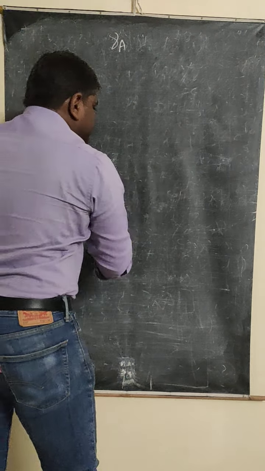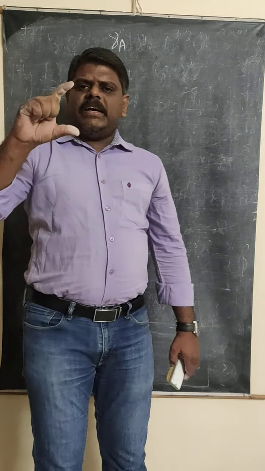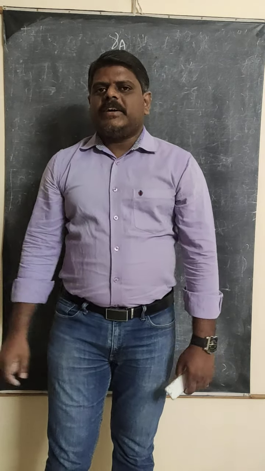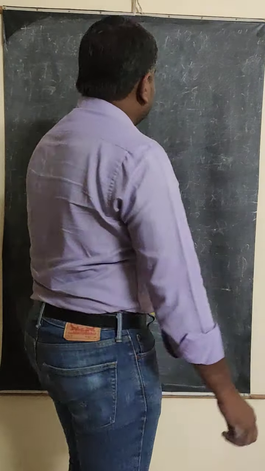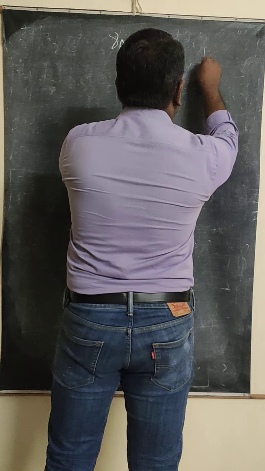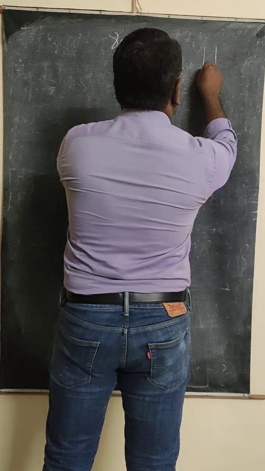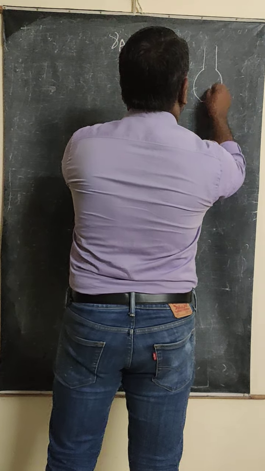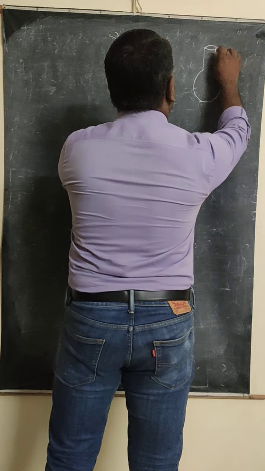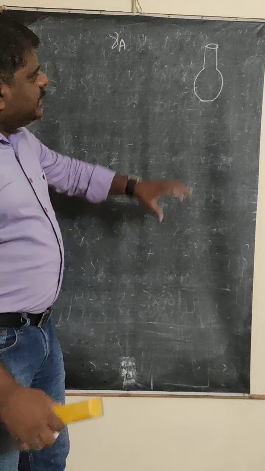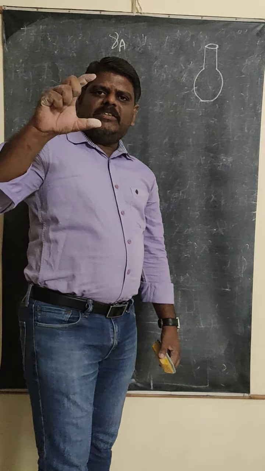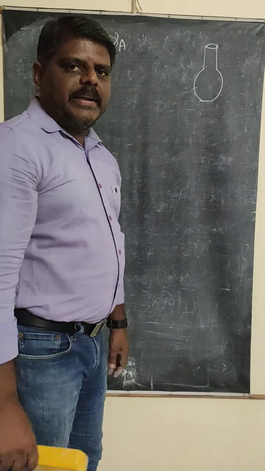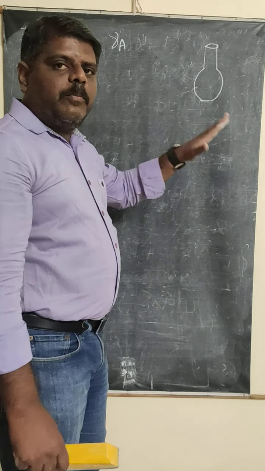In this one we are going to use a specific gravity bottle. The size will be this much, and the width will be this much. That much size of glass bottle will be there. Almost the shape will be like this. This is called the specific gravity bottle. Concentrate step by step on what we are doing here.